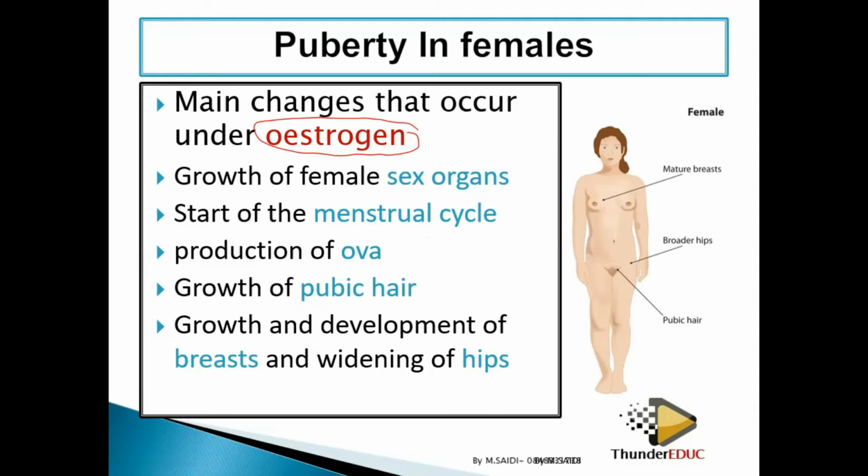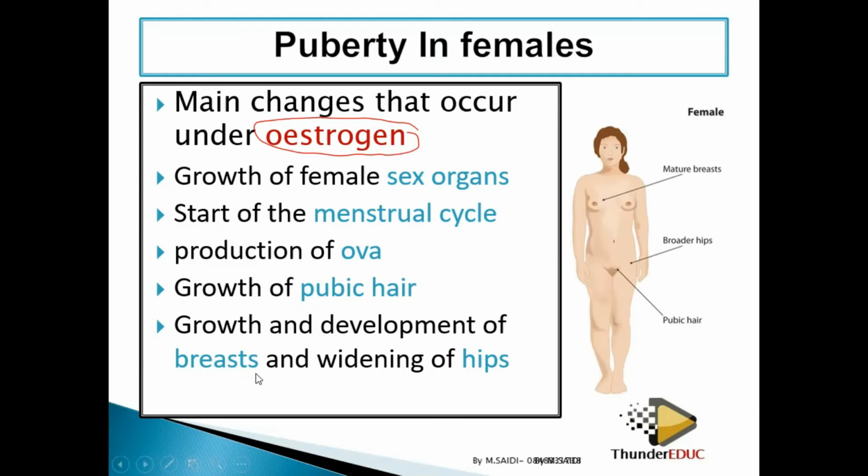Then production of the ova means that if you tamper with sex, you are going to become pregnant. And then growth of the pubic hair, that is the pubic hair that we are talking about. You find that you develop some hair here and under the armpits. And then growth and development of breasts. There are some people who don't have breasts. It doesn't mean that you are not mature. Yes, you are mature.